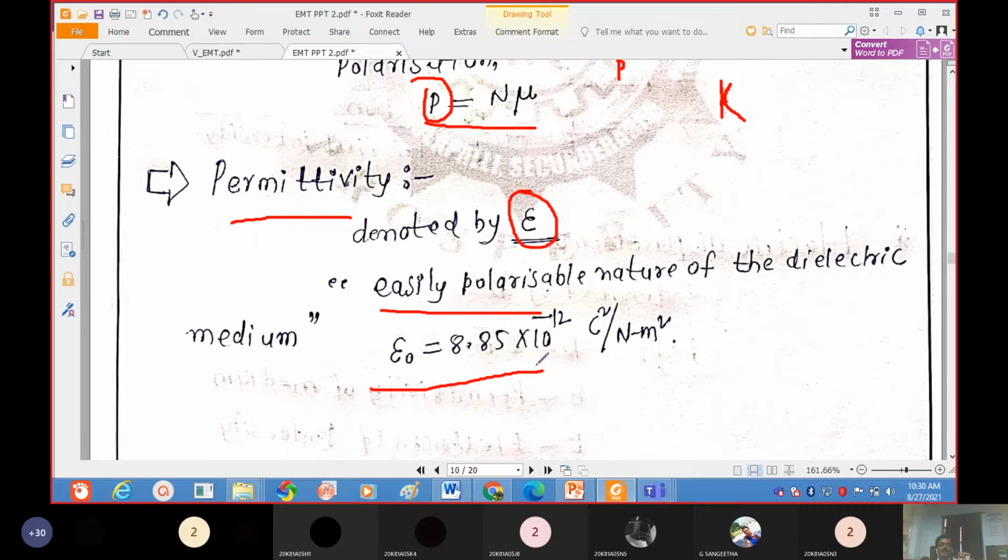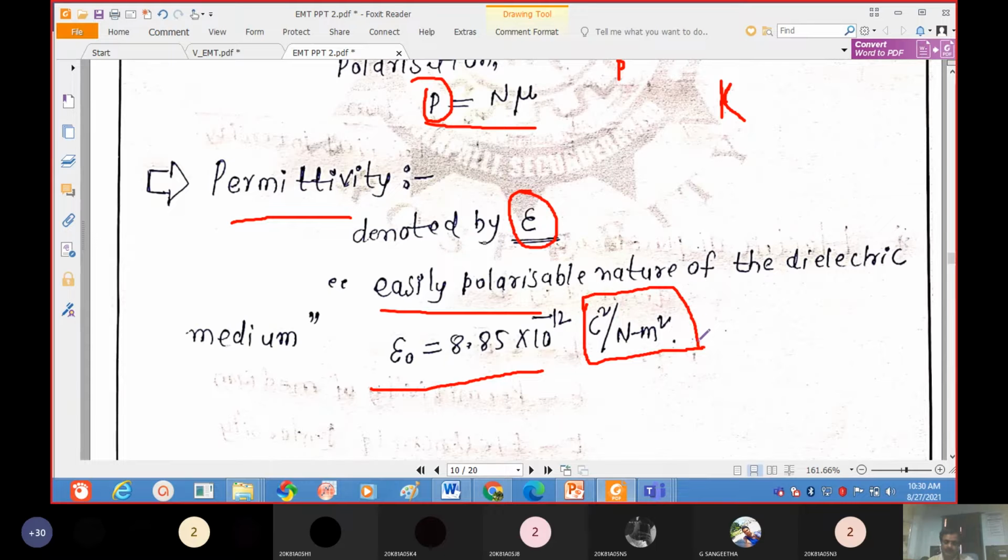If you take dielectric materials, the permittivity is in terms of 10 power 2, 10 power 3, like that. So compared to free space, dielectric materials have very high permittivity. What are the units of permittivity? The units of permittivity are coulomb square per Newton meter square.